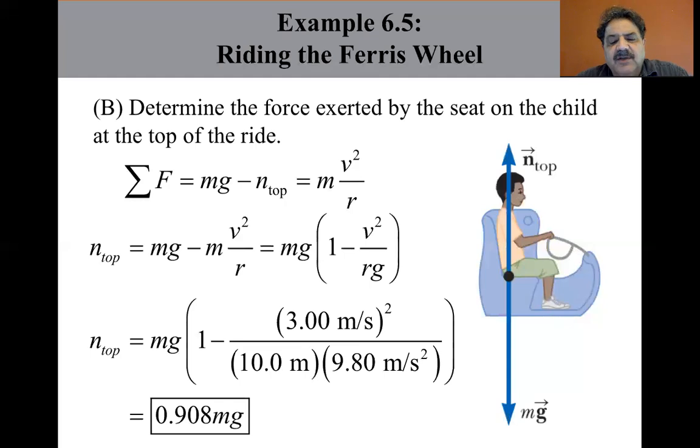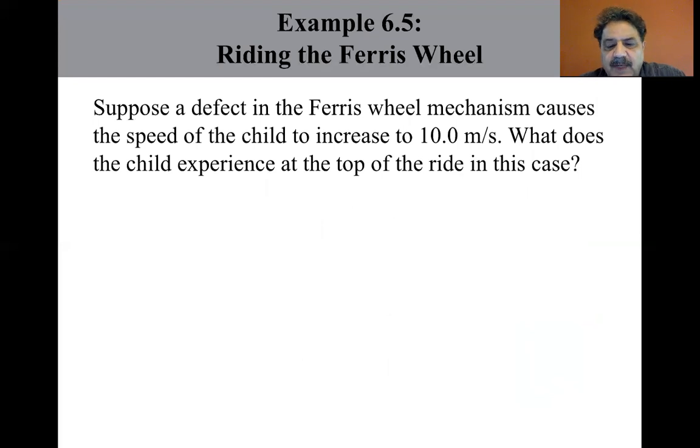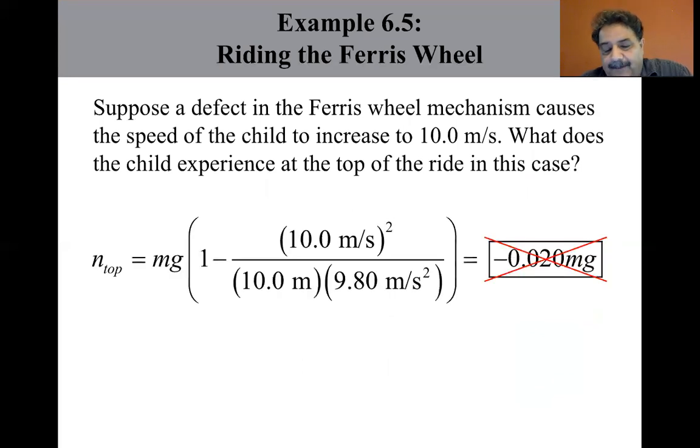The variations in the normal force are consistent with our predictions in the conceptualized step of the problem. Suppose a defect in the Ferris wheel mechanism causes the speed of the child to increase to 10 meters per second. What does the child experience at the top of the ride? If the calculation is performed with v equal to 10 meters per second, the magnitude of the normal force at the top of the ride is negative, which is impossible.